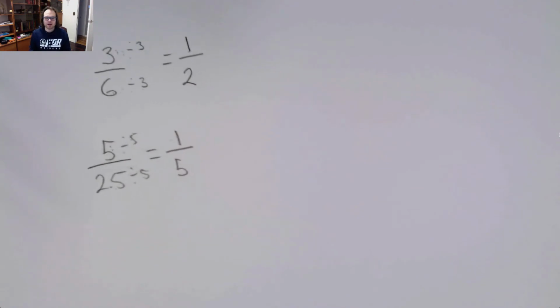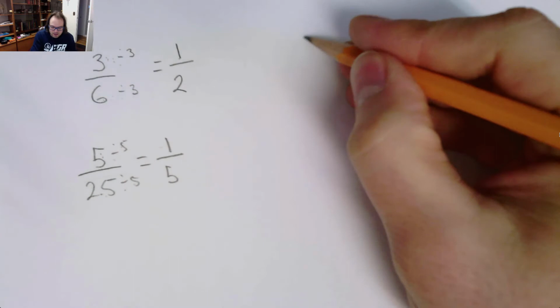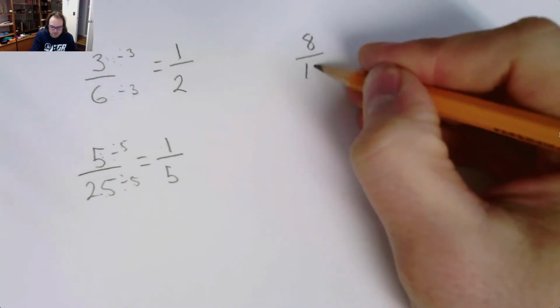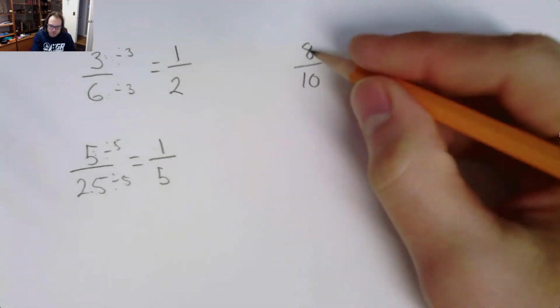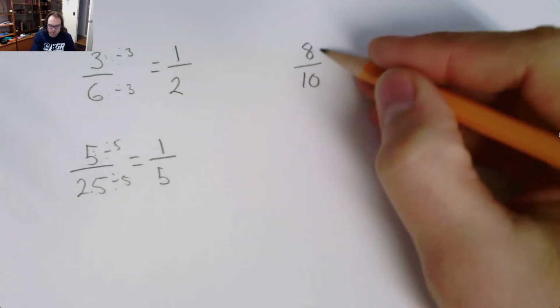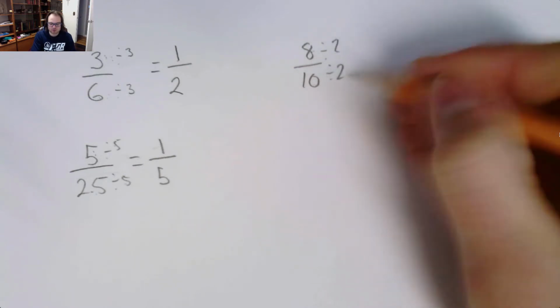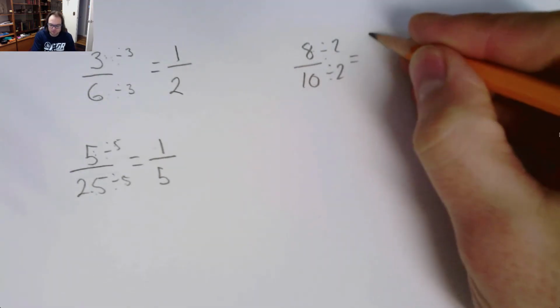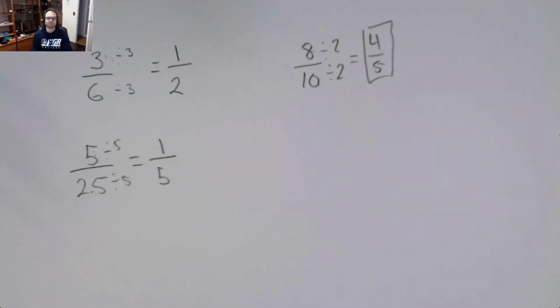Now let's look at one more easier one. Let's try 8 over 10. So when I'm looking at this, I want to know what's the biggest number that divides both of these. Well, both of these could be divided by 2. Divided by 2. So I'm going to end up getting now 4 over 5 is the simplified ratio.